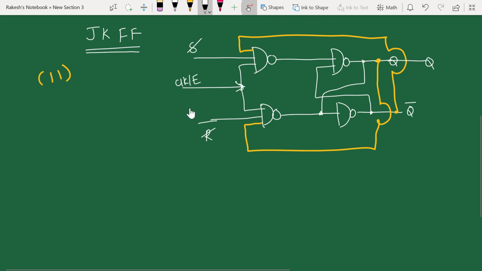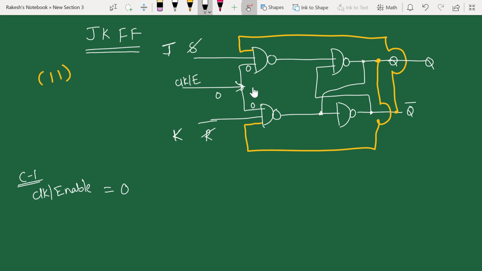Now I can change these names as J and K. Okay. Now we'll see how it is going to use all the combinations. Let's take case number 1. Let's take clock or enable is 0. When your clock or enable is 0, this 0 will be applied here and here. When this 0 is applied here and here, this NAND gate doesn't have to consider the other two inputs. Here also the other two inputs are going to produce output 1 here and output 1 here. So in this case you are applying 1-1 input to the NAND latch. So 1-1 input for the NAND latch is a memory state.